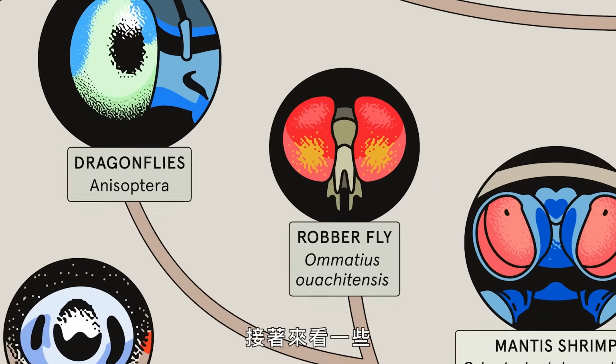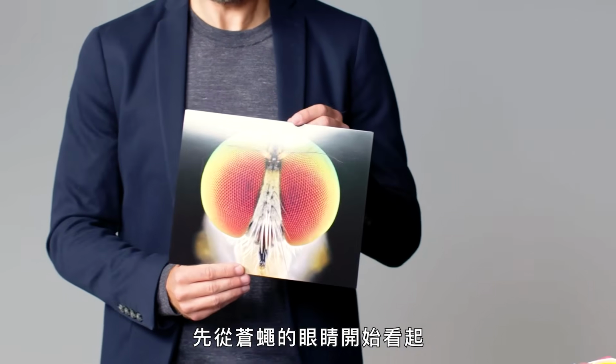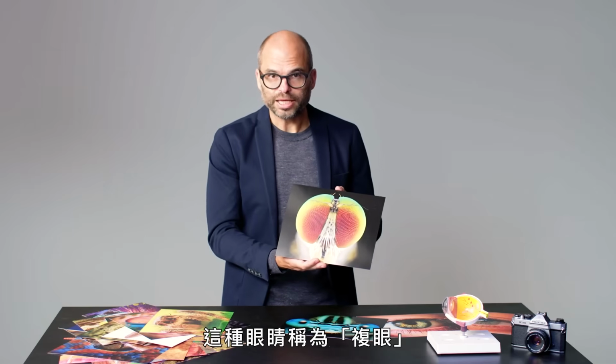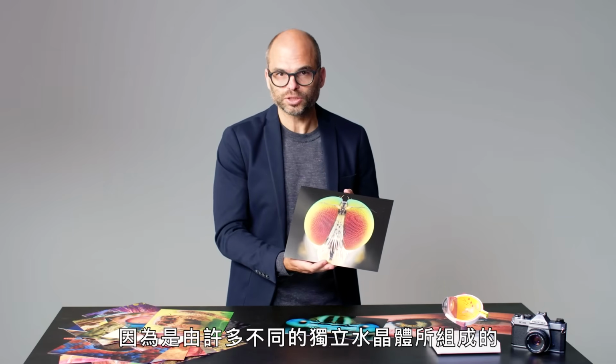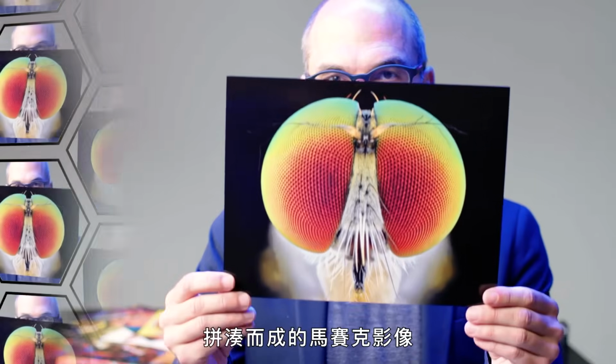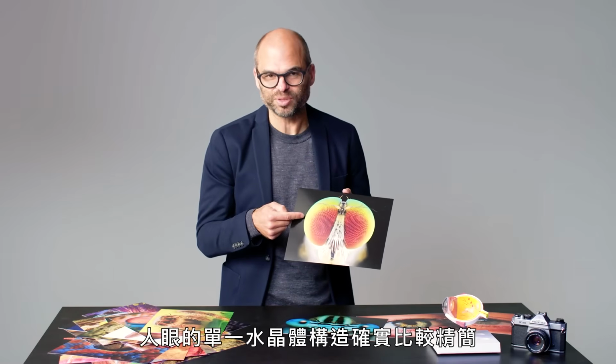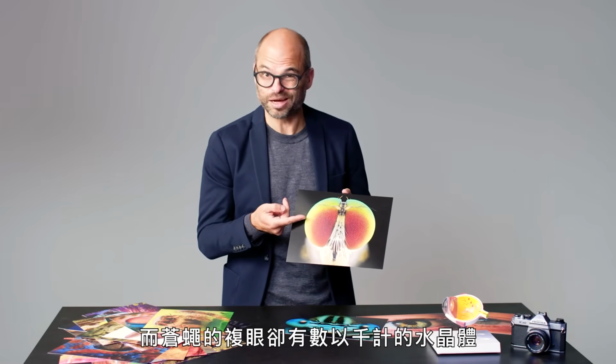Now let's look at some examples of arthropod eyes. Maybe let's start with the fly eye right in here. This style of eye is called a compound eye because it consists of many different individual lenses. The resulting image as a whole is a mosaic of all the different images put together. Probably don't think of our eyes as simple, quote unquote, but compared to these compound eyes, they actually are pretty simple because we have one lens and these have thousands of lenses.